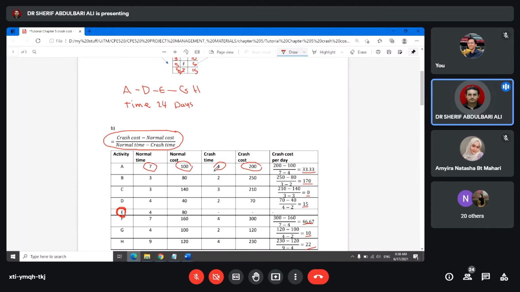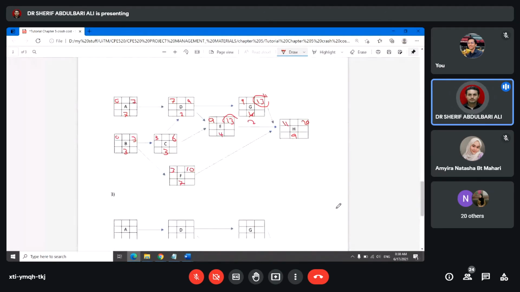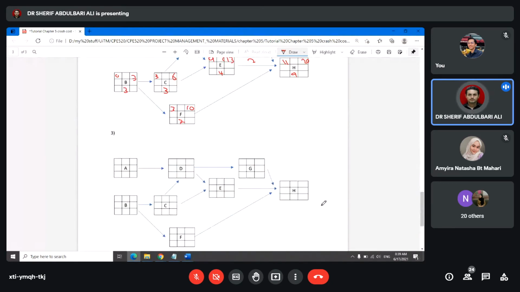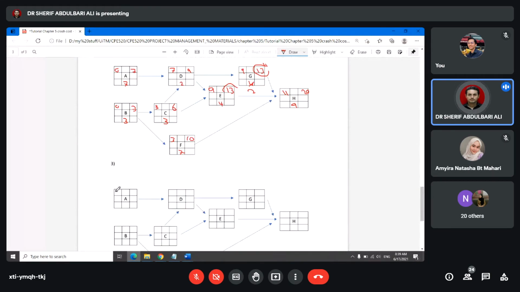If I crush 2 days from activity A, my cost was equal to 960 something. But when I crush 1 day from A and 1 day from H, the cost is reduced. So you have to try actually. But since you know the way, I will just make it as the correct way in here. So I will crush 1 day from A. So instead of 7, it's going to be 6. So it's going to be 6 in here.